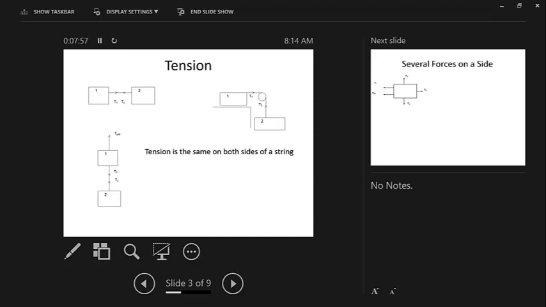Even if they're going in opposite directions, the tension will be equal. Okay?